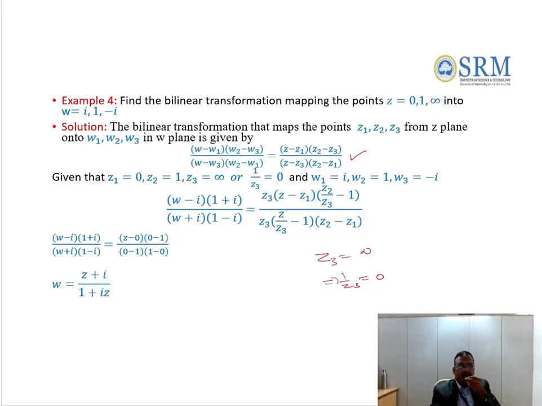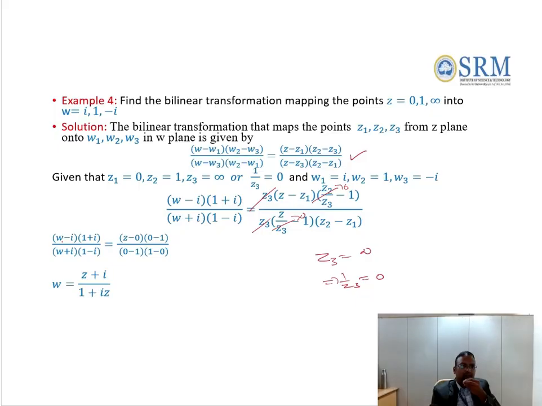(w minus i)(1 plus i) and (w plus i)(1 minus i). I have taken z3 common. Therefore, (z minus z1)(z2) divided by (z3 minus 1)... here also in the denominator, z3 into z divided by (z3 minus 1) into (z2 minus z1). Now we can cancel this variable z3, right? Now we apply the limit, that is, replace z3 equal to infinity. Then what will happen? This will become 0 and this will become 0.